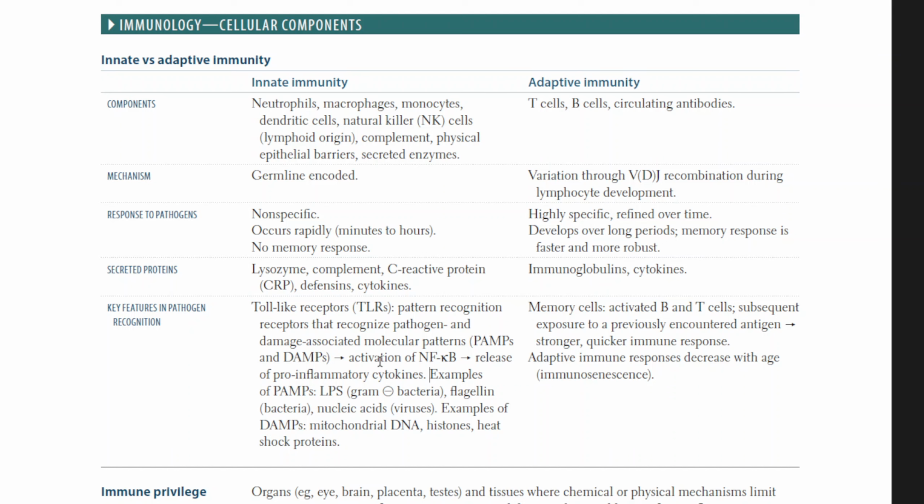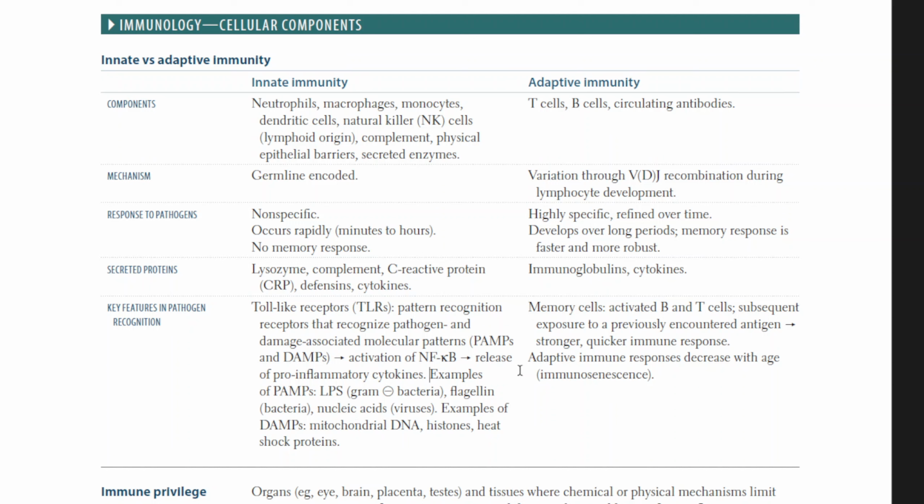Those two do activation of NF-κB, nuclear factor kappa B. So there's going to be an activation of nuclear factor kappa B. This one releases pro-inflammatory cytokines. For example, they can recognize in some bacteria or viruses some LPS, like superficial antigens, and they activate the whole process of destruction.